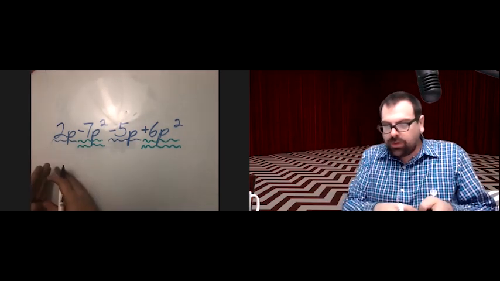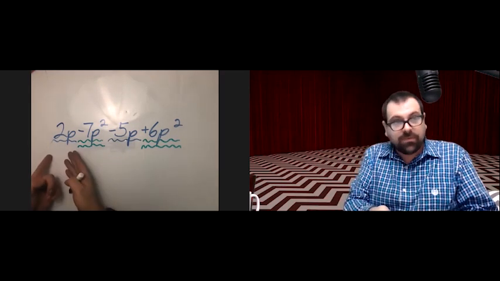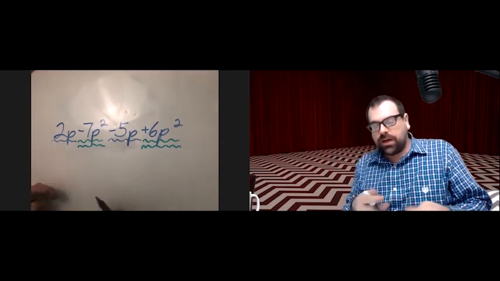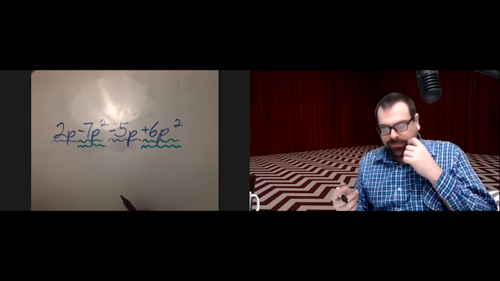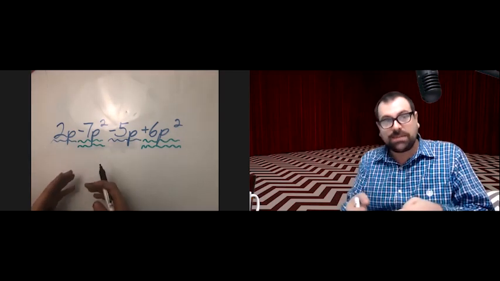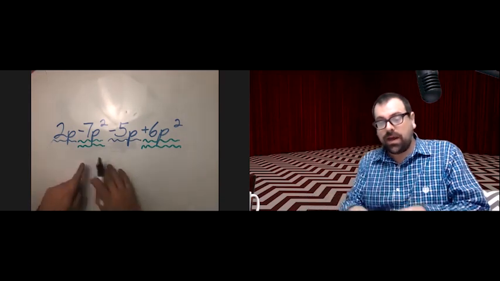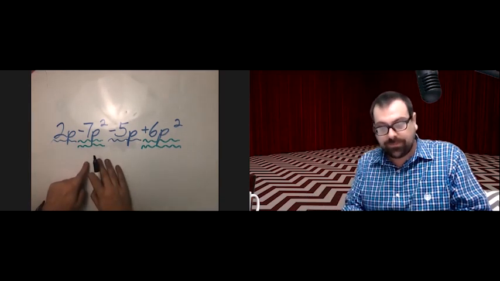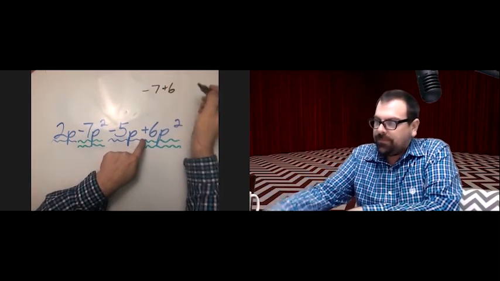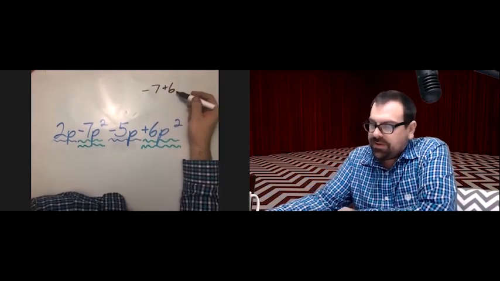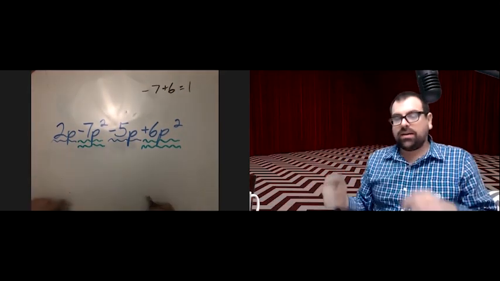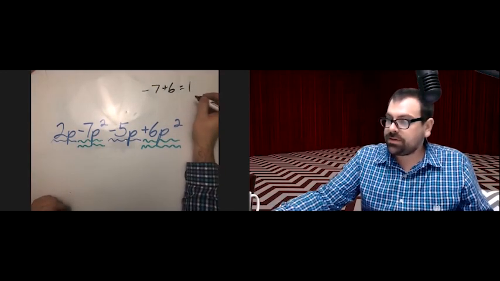Now, you can put the p's first because they come first if you want, but in algebra, it's usually tradition to start with the highest power and work your way down. So I'm going to put the p squareds first. Negative 7 of them plus 6 of them. Negative 7 plus 6 is negative 1. So there are negative 1 p squareds.